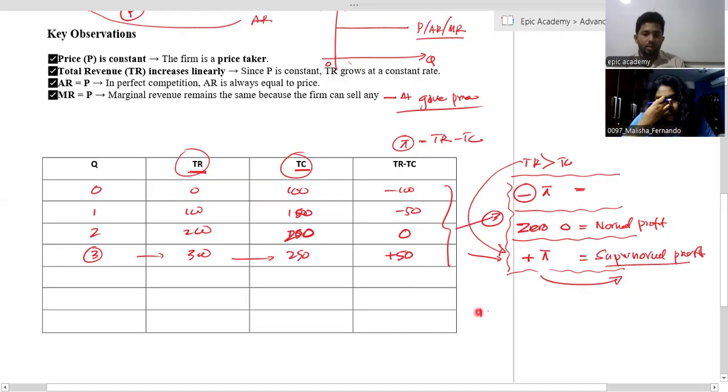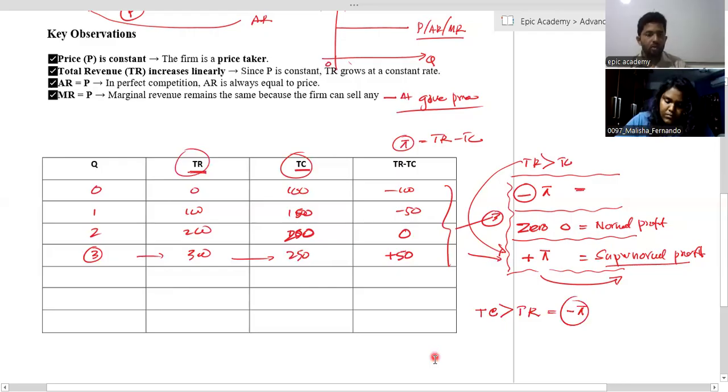When the total cost takes a greater value than the total revenue, profit becomes a minus value. If the profit becomes minus, we call it subnormal profit. We are not going to accept that kind of situation. This is what we call subnormal profit.